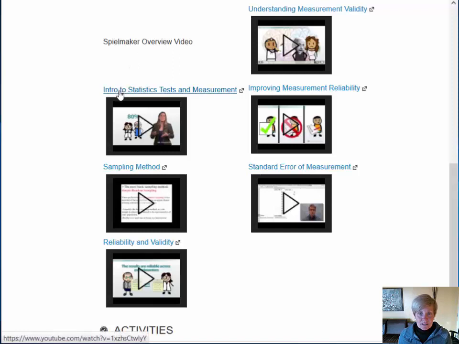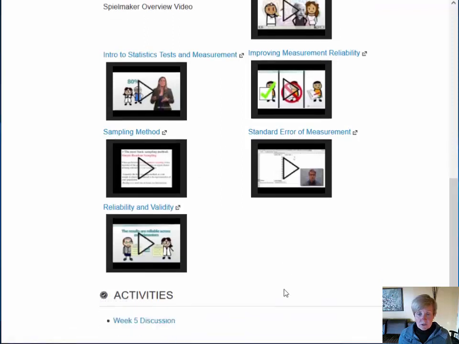Hopefully you're watching it first, then go to Intro to Statistics, down this left side for reliability and validity, then back up here and down the other side. If you watch them out of order, it's not a big deal, but it'll be more clear, especially if you watch sampling methods before you watch standard error measurement. Otherwise, you're like, wait a minute, standard error measurement, I didn't really follow what sampling or populations were. So I would definitely recommend watching them in this order.